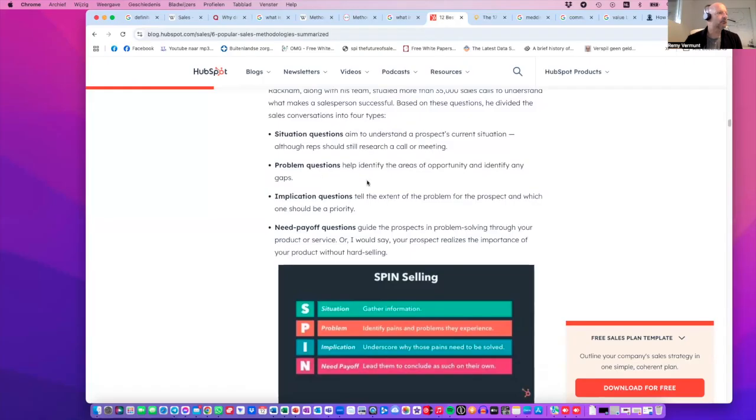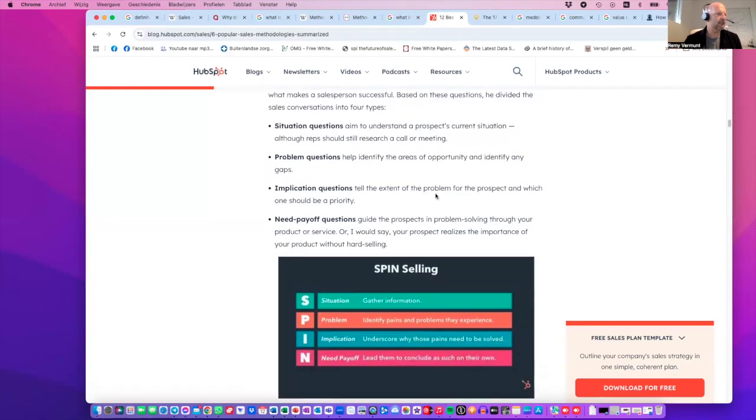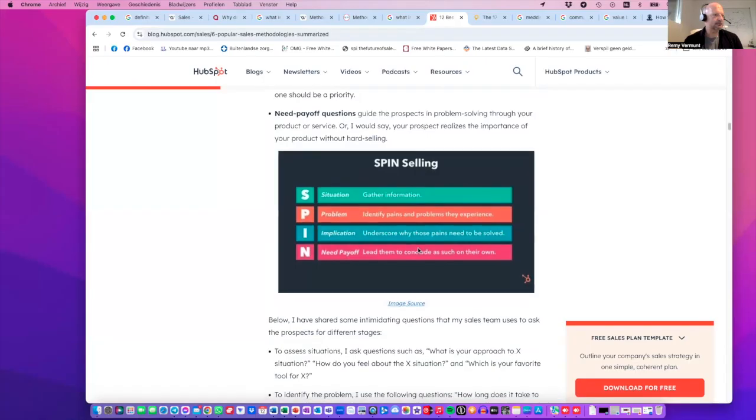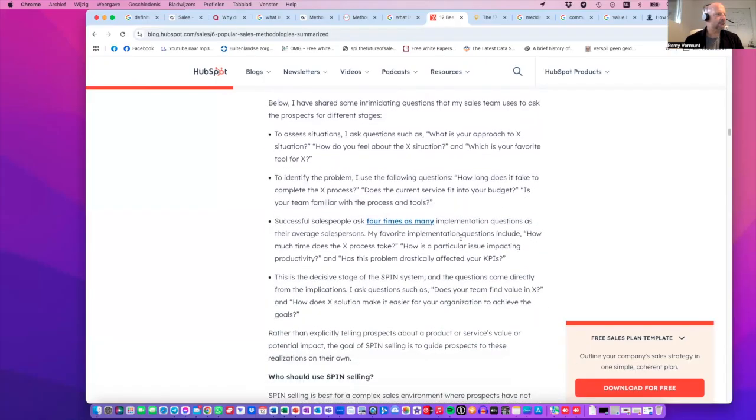Situational questions, problem questions, implication questions, need payoff questions. We should realize that these are certain layers in your discovery process. You start at the situation, then the next layer you try to find problems. You find the implication of those problems, and you will find hopefully the even deeper layer, the need payoff layer. So here we have the layers. Spin. What else does Harshit say?